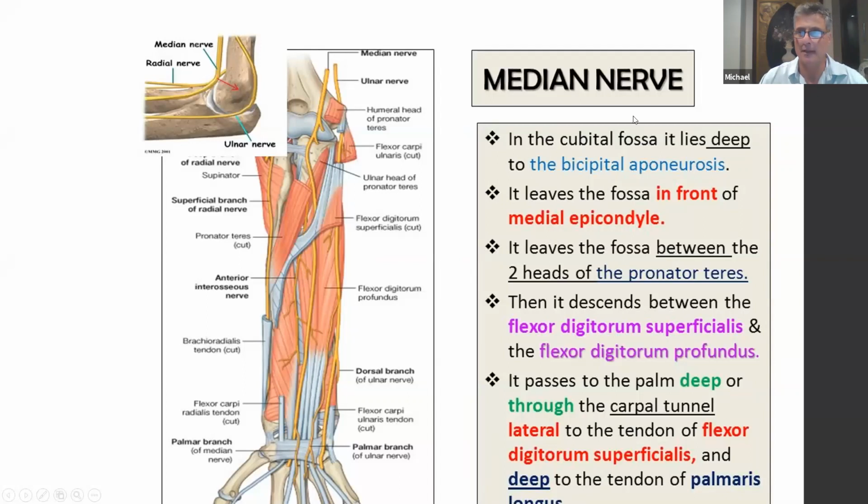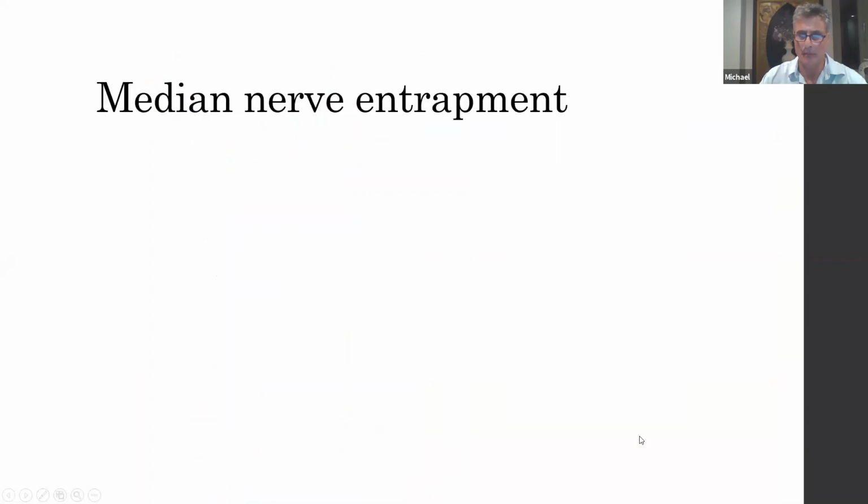So just a couple of points here. The median nerve in the cubital fossa lies deep to the bicipital aponeurosis. It leaves the fossa in front of the medial epicondyle. It leaves the fossa between the two heads of the pronator teres. It descends between the FDS and the FDP, and then passes to the palm deep through the carpal tunnel, lateral to the tendon of FDS, and deep to the tendon of palmaris.